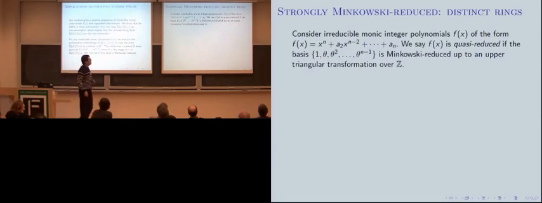Okay, so let's start with a monic integer polynomial with no x to the n minus 1 term. We say it's quasi-reduced if the power basis is Minkowski reduced after some upper triangular transformation, or lower triangular, depending on your viewpoint. So this just means there exist monic polynomials of each degree such that 1, the monic polynomial of degree 1, the monic polynomial of degree 2, and so on, is a Minkowski reduced basis in theta. Somehow, by taking out the x to the n minus 1 term, this is the best you can ask.